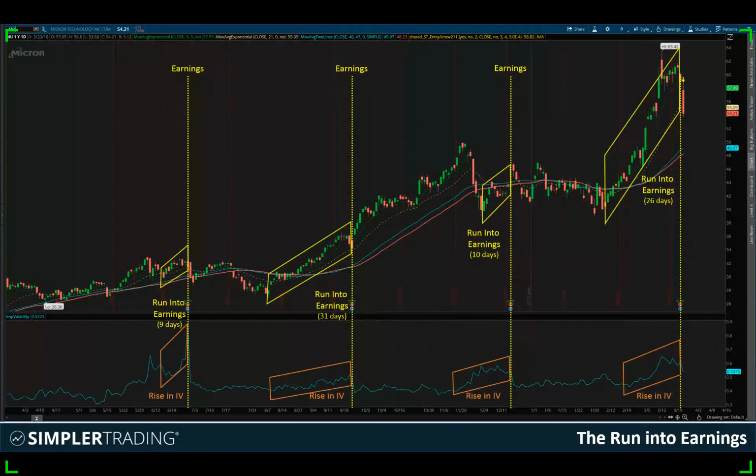But at the end of the day, really what you're trying to capture is the space between about 7 and 21 days or so prior to that earnings report. You can also see on this graph down at the bottom implied volatility, and you can see how the IV rises. With that rise in IV, you're getting a rise in your options price that also helps you make money.